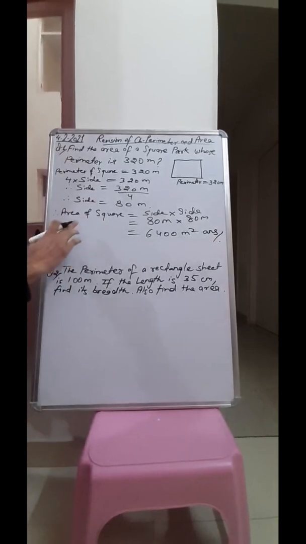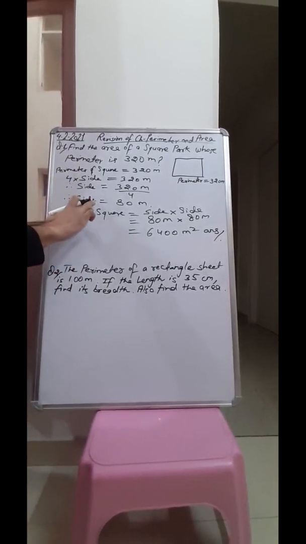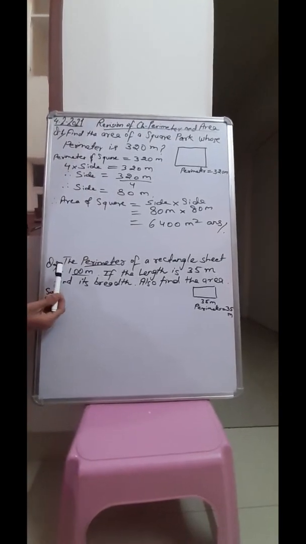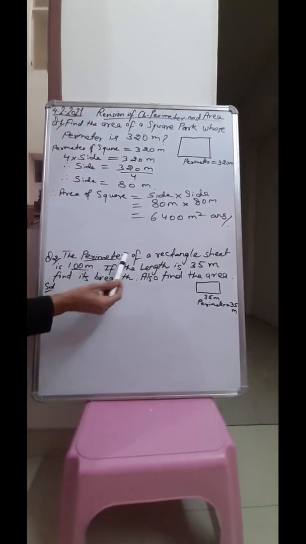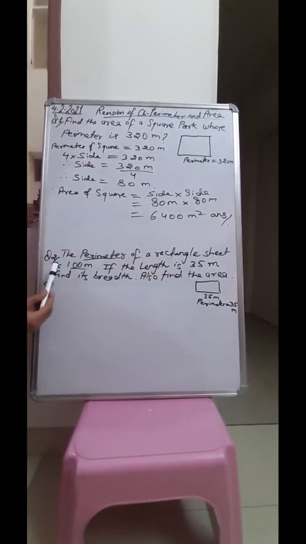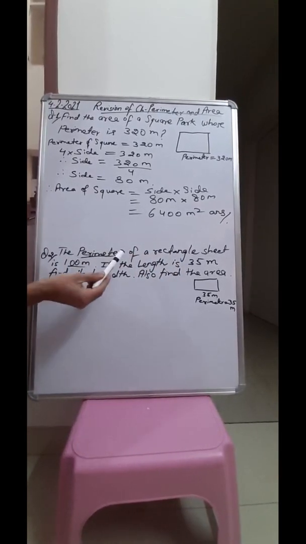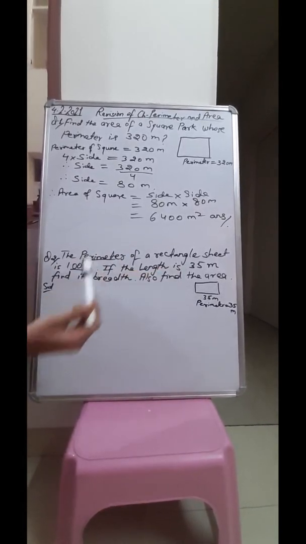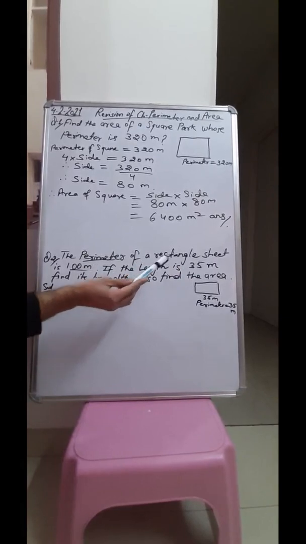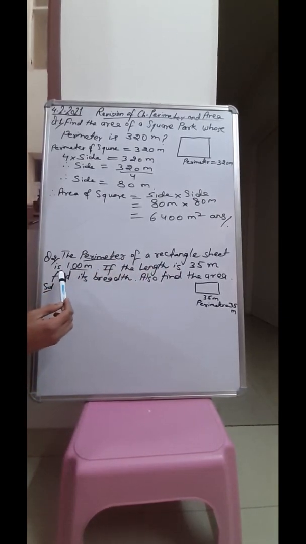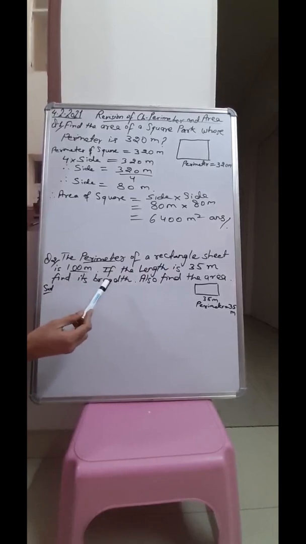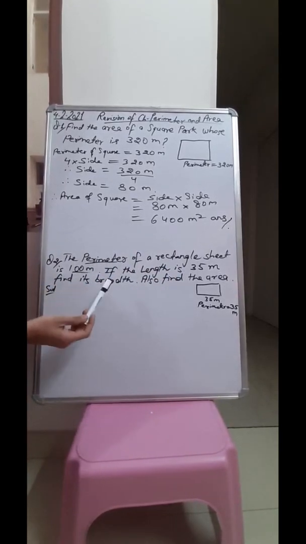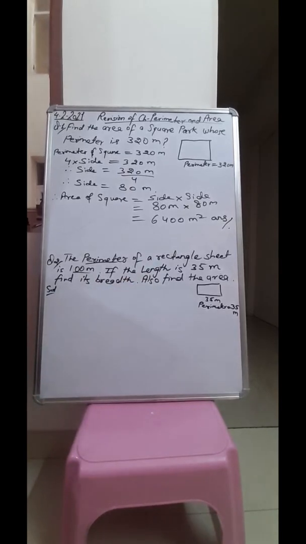So in this way we can first find out a side, and after finding the side we can find out the area. Students, now question number 2 is, the perimeter of a rectangle sheet is 100 meter. So we have been given a perimeter of a rectangle, 100 meter. If the length is 35 meter, so we have been given the length as 35 meter. We have to find out its breadth, and also find the area. So first we have to find out the breadth, then after finding the breadth we can find out the area.